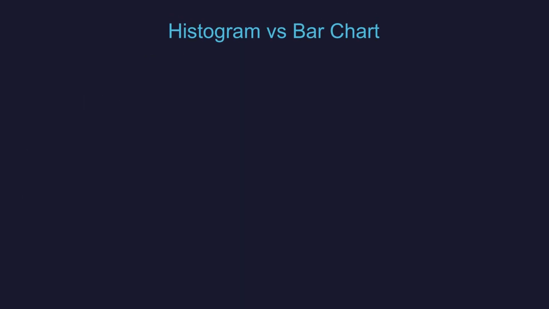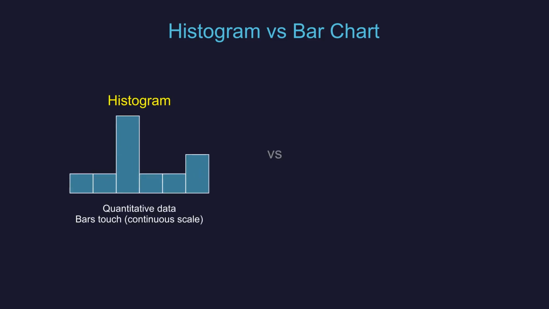A common confusion is the difference between histograms and bar charts. Histograms are for quantitative, continuous data. The bars must touch because the horizontal axis represents a continuous scale with no gaps between intervals.